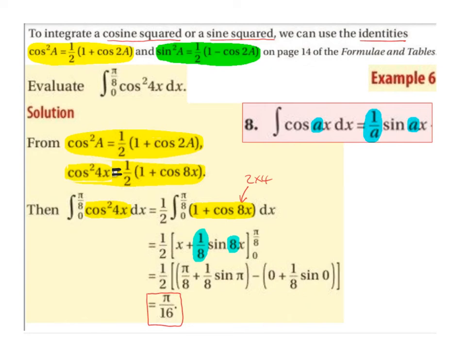So now we can evaluate using our limits. We sub in pi over 8 for each of our x's with brackets. Then we have a minus, and then we sub in 0 for each of our x's with brackets around it again. And again, remember we have the half in front. And this simplifies to be pi over 16.